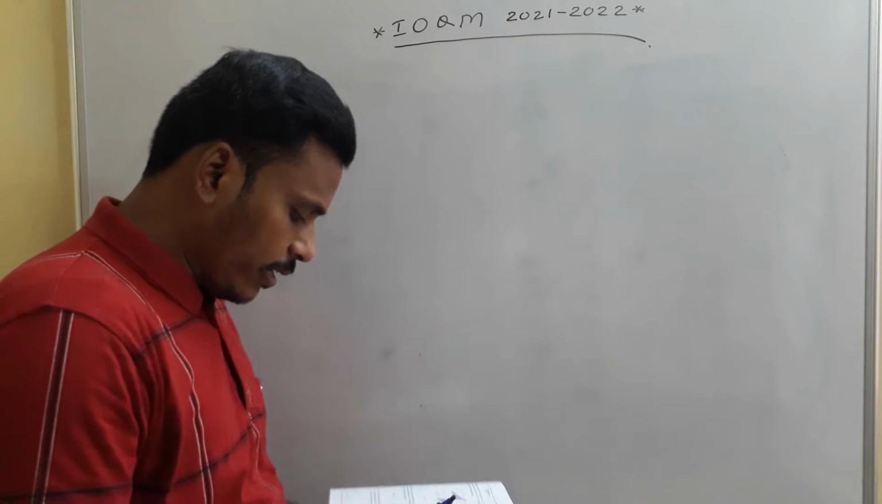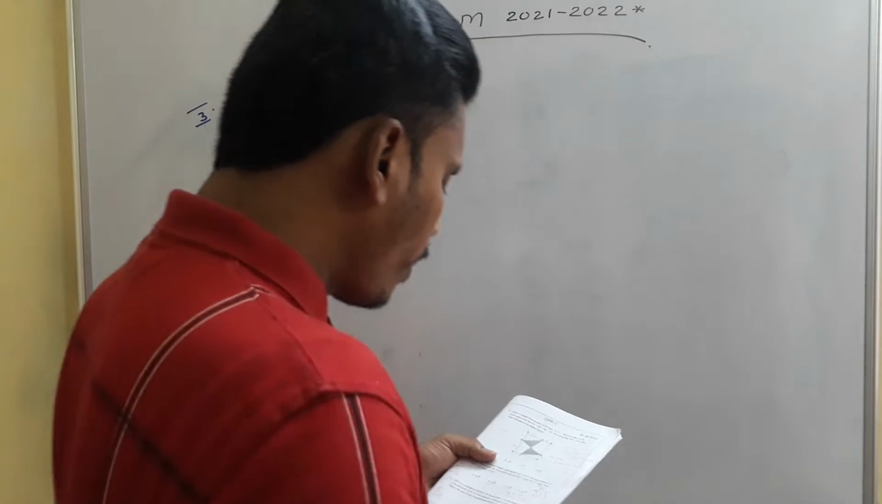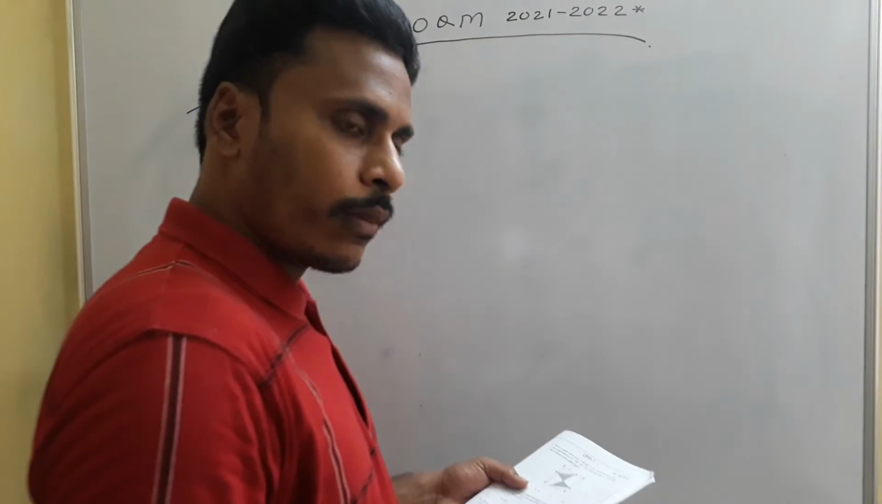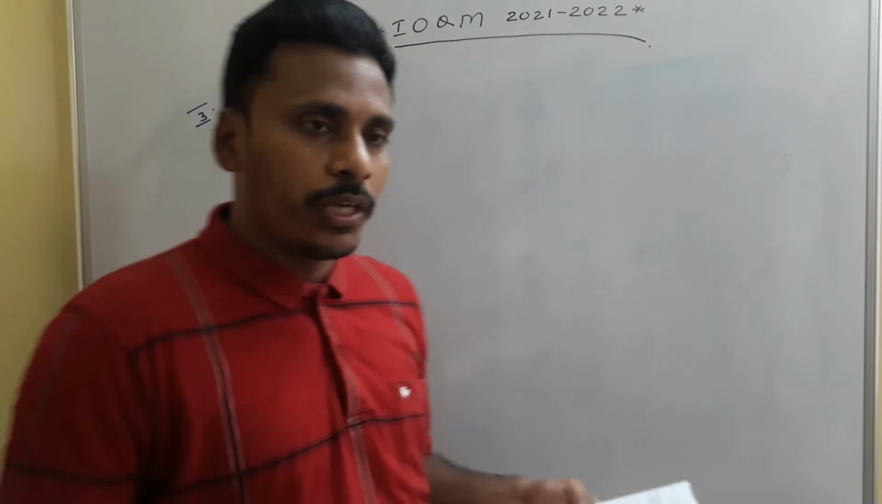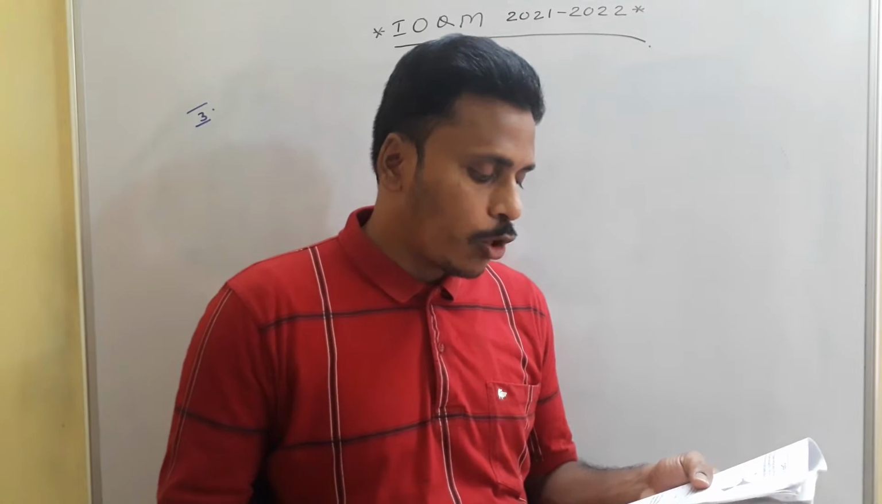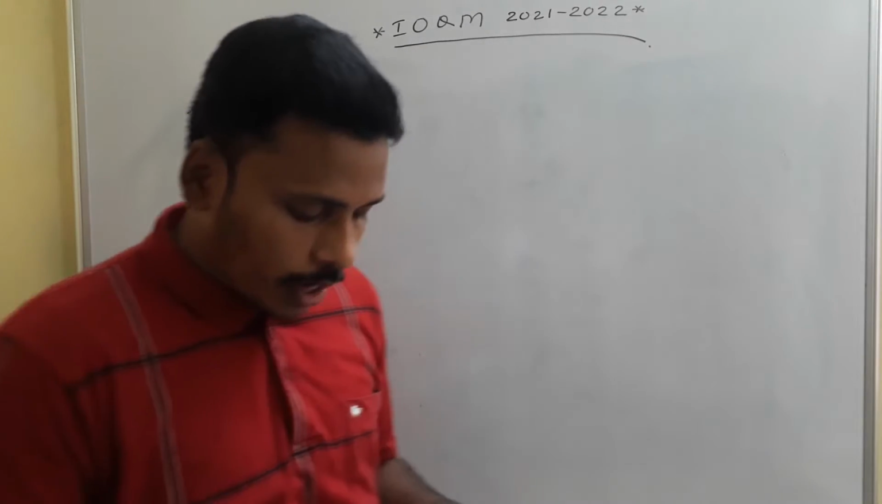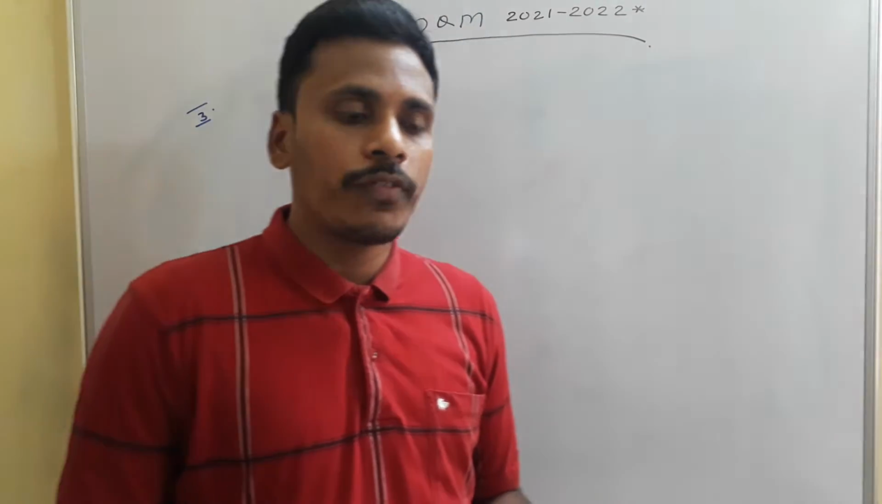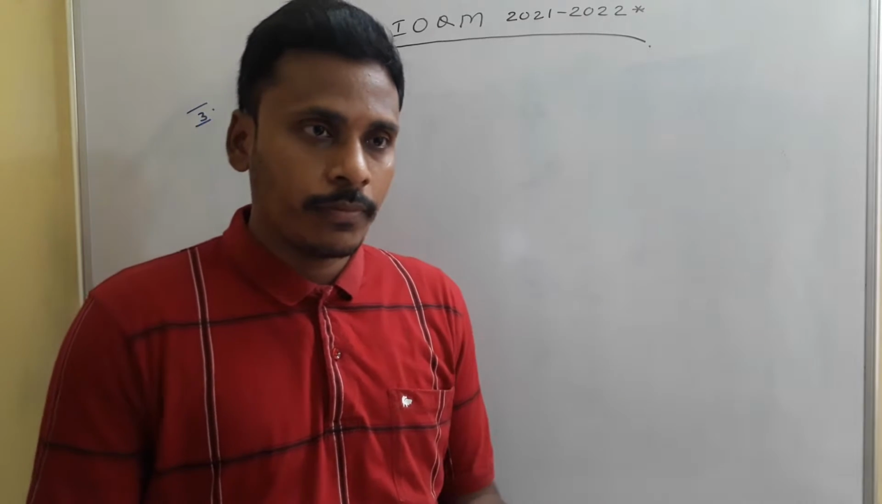ABCD is a rectangle as shown in the figure. P is the midpoint of DC, Q is the midpoint of AP, R is the midpoint of BQ, and S is the midpoint of CR. What is the ratio of the area of the quadrilateral PQRS to the area of the rectangle ABCD? How to solve this problem?